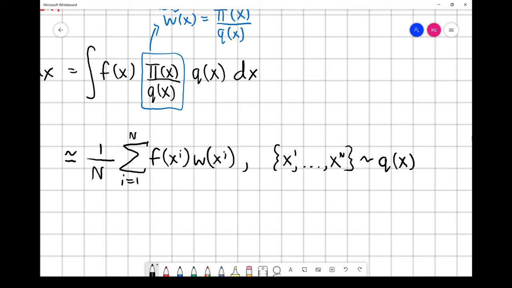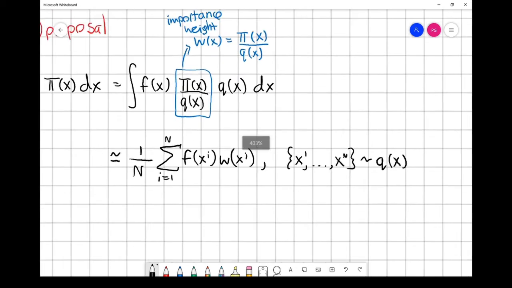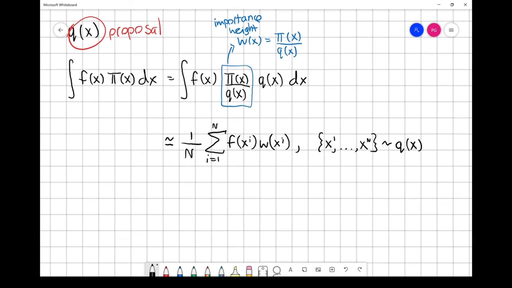So this should get us around the problem, because now all we've got to do is generate samples from Q, which we've deliberately chosen to be something that we can sample from easily. For each sample, we evaluate f multiplied by w, where w is this ratio of target to proposal. Then we add them all up and divide by N, and then we've got our Monte Carlo estimate.